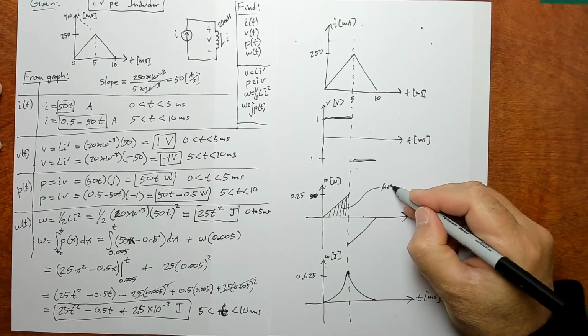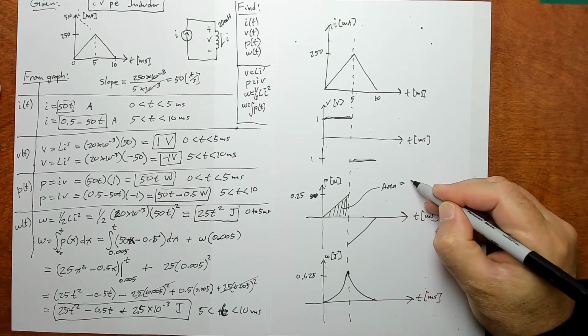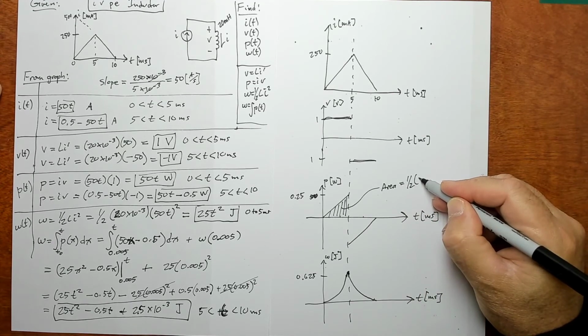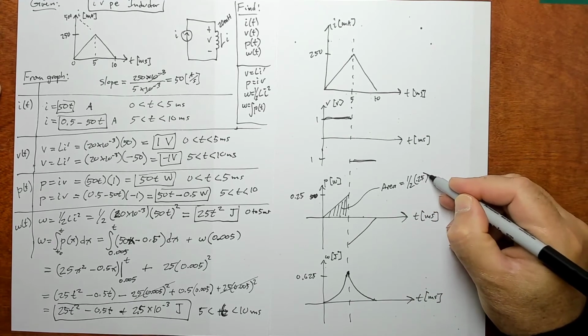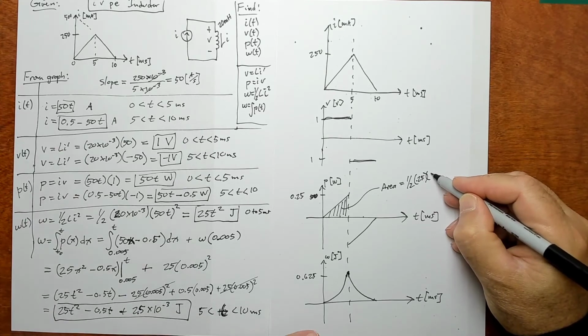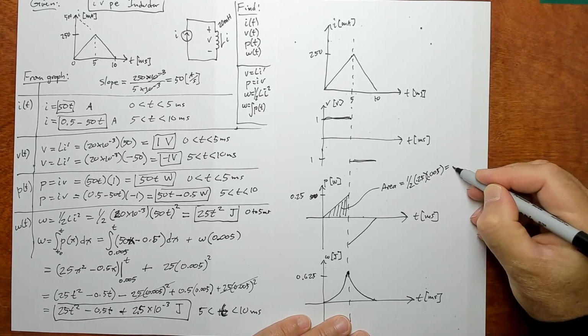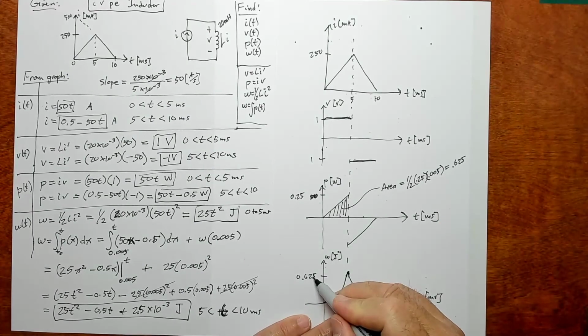The area under this curve is the energy, and this is just a triangle, by the way. So the area of this is the area of a triangle. It's 1/2 the height times the width. This ends up to be 0.625, which is what we see down here.